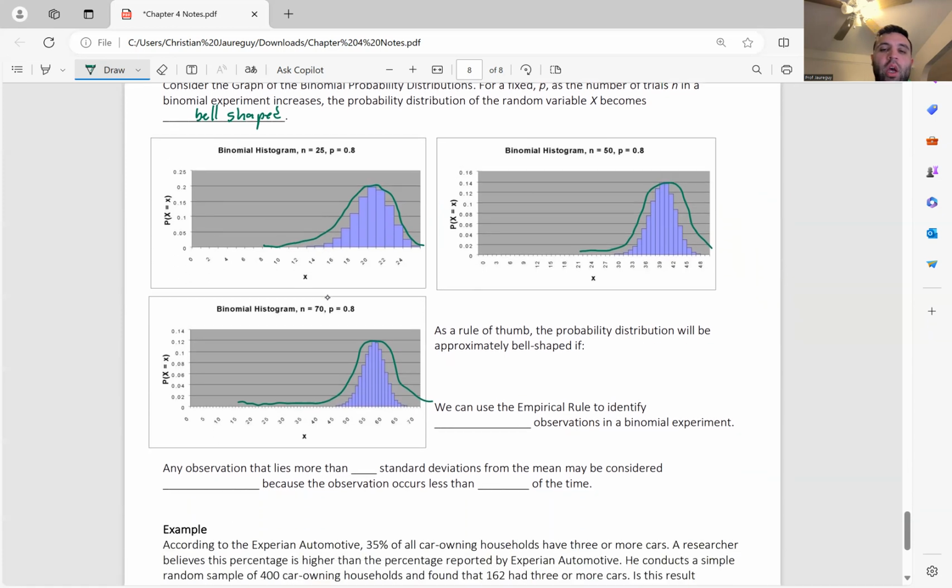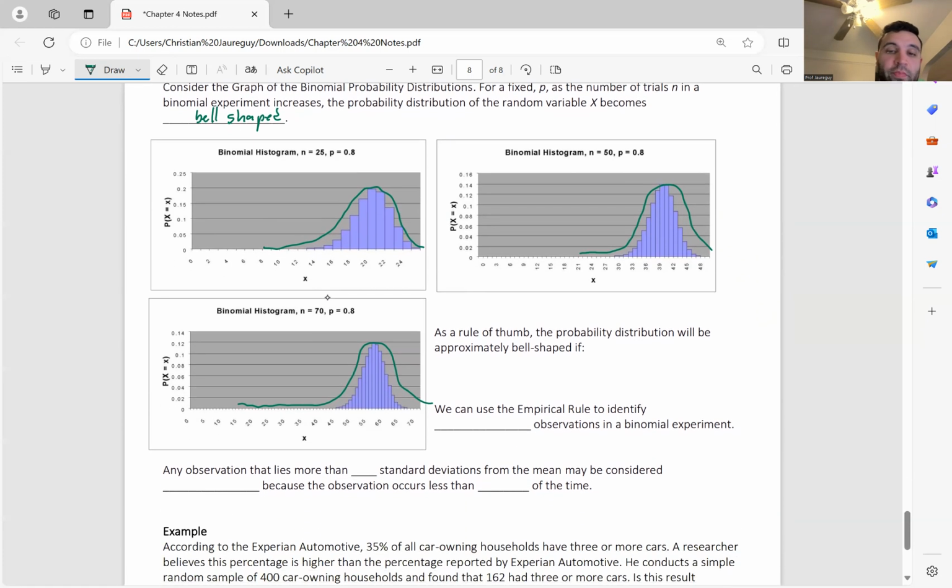Okay. And to check if something's bell-shaped, as a rule of thumb, the probability distribution will be approximately bell-shaped if npq is greater than or equal to 10. So if I ask you, hey, is this normal or not? Or I'm sorry, is this bell-shaped or not? That's all we need to check. Is npq greater than or equal to 10?